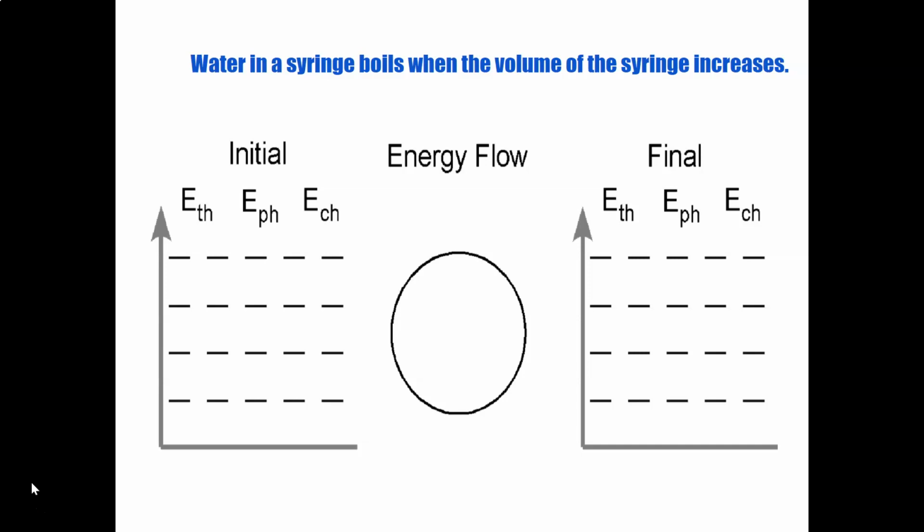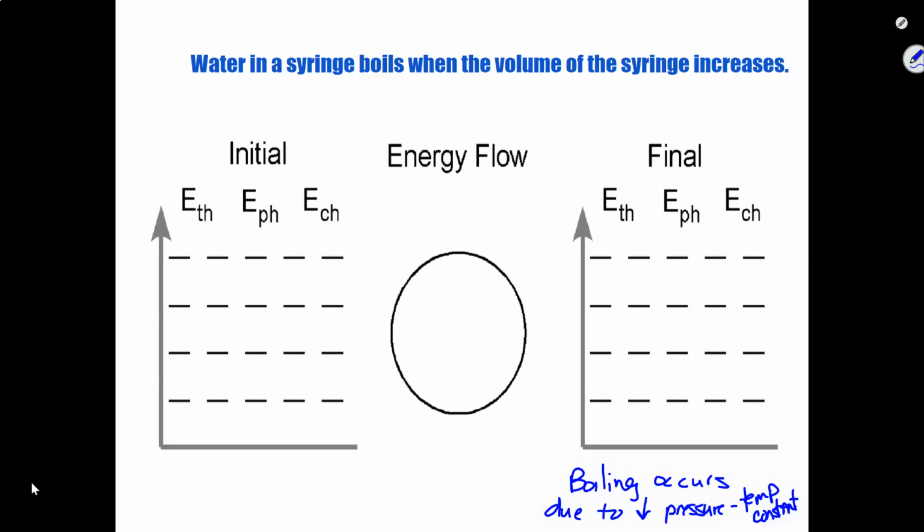So the first one is water in a syringe boils when the volume of the syringe increases. So what's happening here? Boiling occurs because of a reduced pressure. So in this case, that means the temperature is going to be constant. There is no change in temperature. We are reducing the pressure on this water on the top of it, and so that means boiling is going to occur at a lower temp than normal.